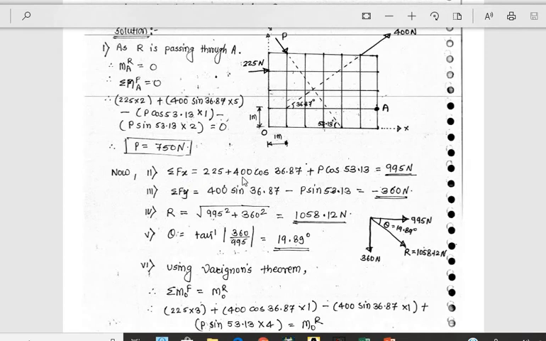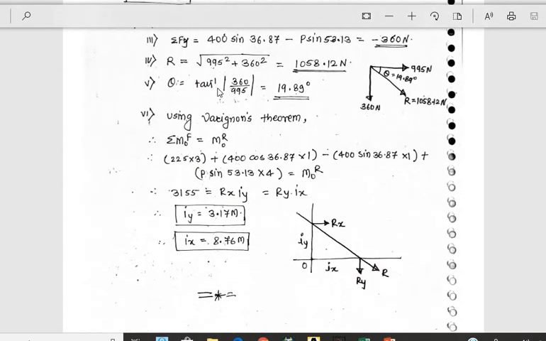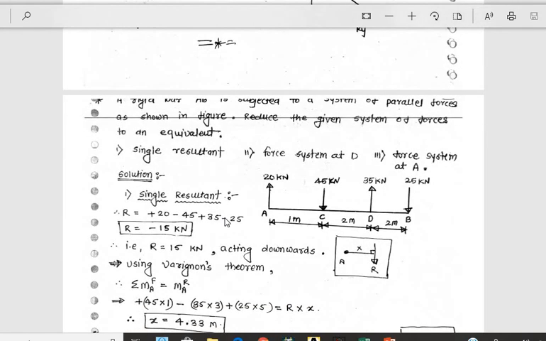Now summation Fx is equal to, resolving all this, 995 Newton. Summation Fy is equal to minus 360. Resultant is equal to square root of Fx square plus Fy square. It's coming to be 1058.12 Newton. Its direction theta is equal to tan inverse of 360 by 995, 19.89 degree. Now use Varignon's theorem to locate this position. Summation of moment of force is equal to summation of moment of resultant. So this will give you Iy is equal to 3.17 and Ix is equal to 8.76.